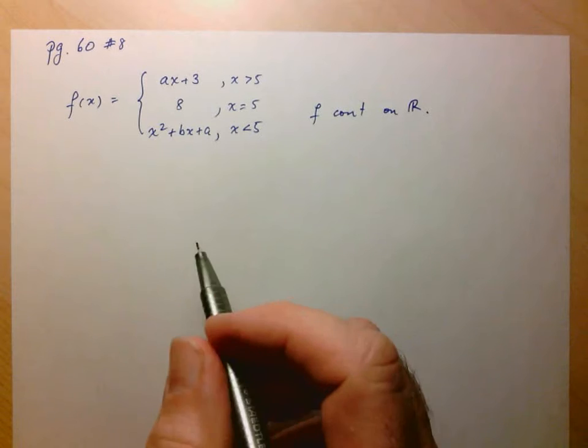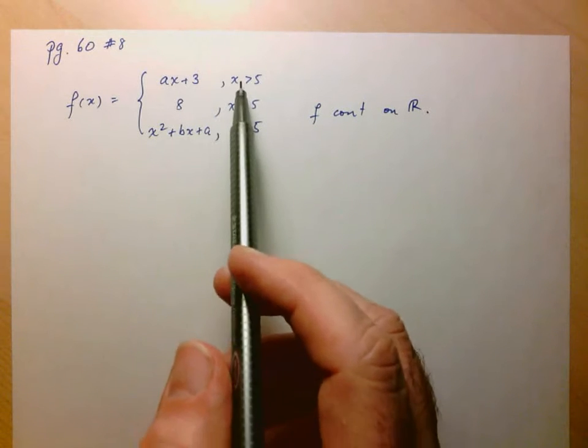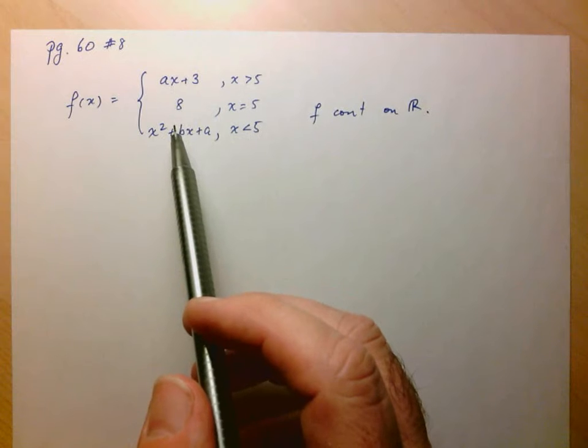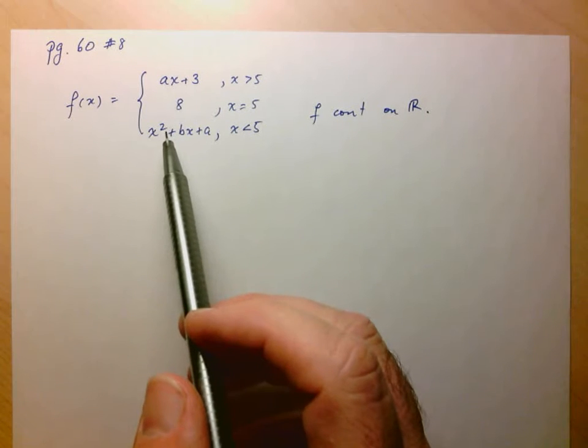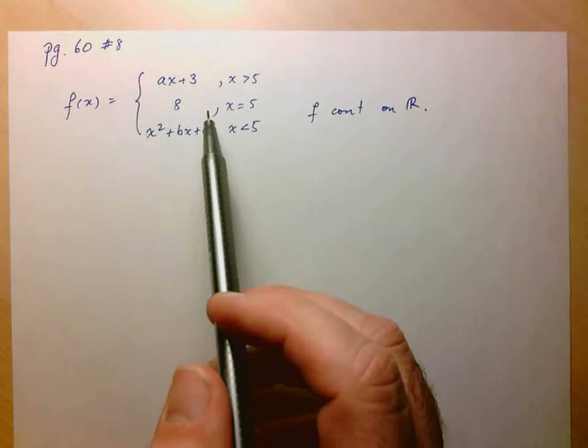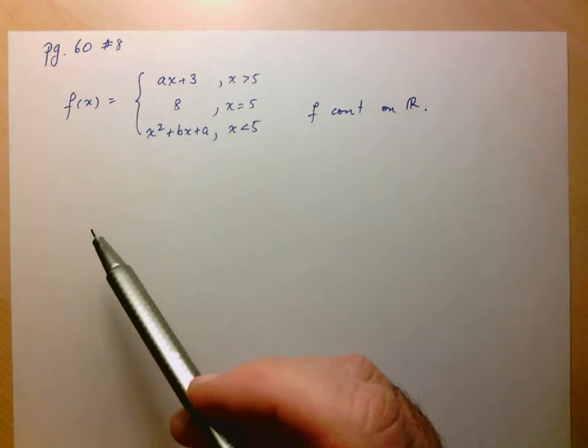Okay, now when we look at all values greater than 5 or less than 5, we know right away that we have continuity because this is a line and that's a parabola and those are continuous on their domains. So the only place where we really have to check is at x equals 5.